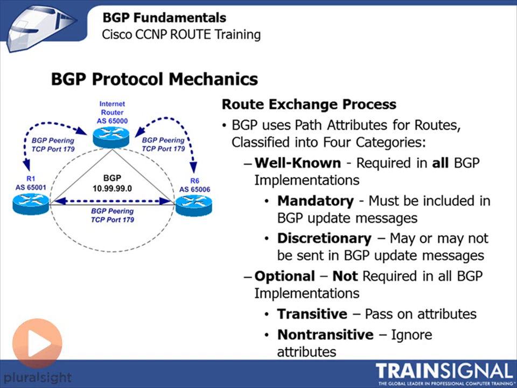Optional means it's not required in all BGP implementations. So it's not necessarily something you can bank on as a function that may be working. Of the 2 subtypes of that, there's optional transitive, which means those attributes will be passed on to the BGP neighbor, and non-transitive means just ignore them. So the 4 types are well-known mandatory, well-known discretionary, optional transitive, and optional non-transitive.